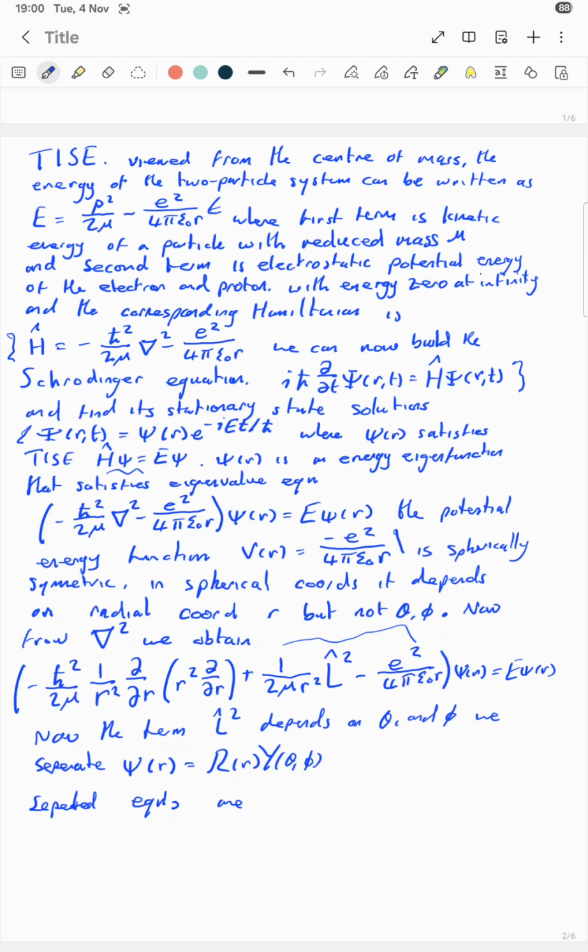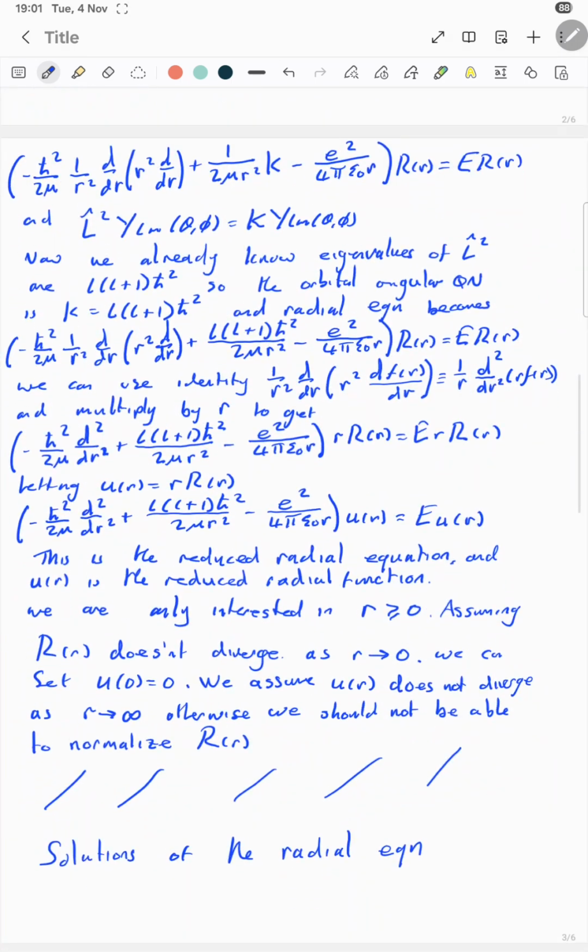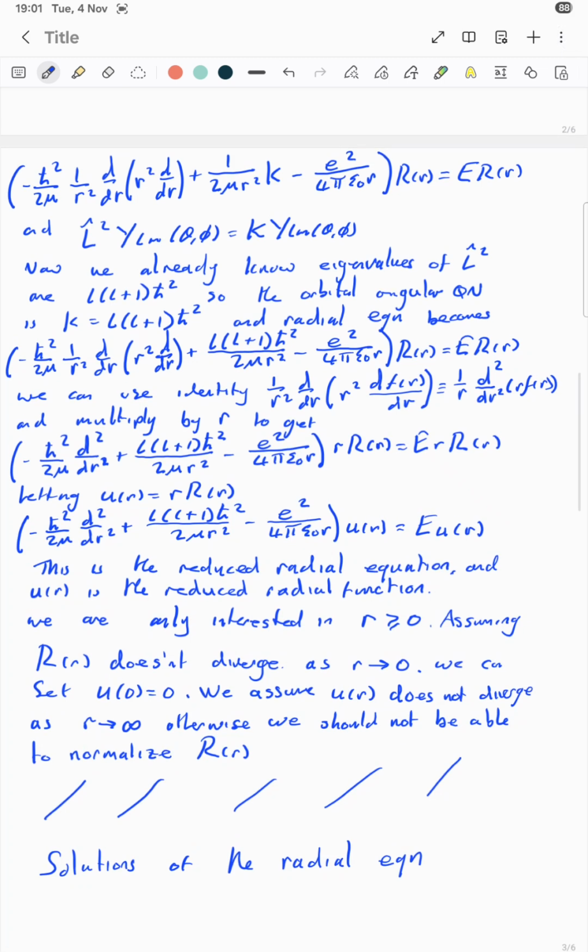Now the term L squared depends on theta and phi, so we separate R of r, which is our radial part, and then our spherical harmonics. The separated equations are given here, here and here. We've been through this a few times now. Now we already know the eigenvalues of L squared are l(l+1) h bar squared, where l is the angular momentum quantum number, and the radial equation becomes this.